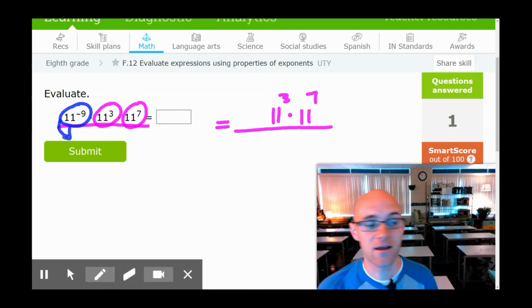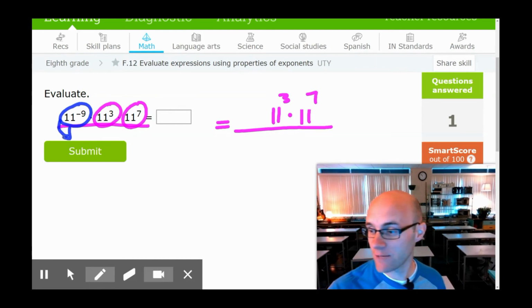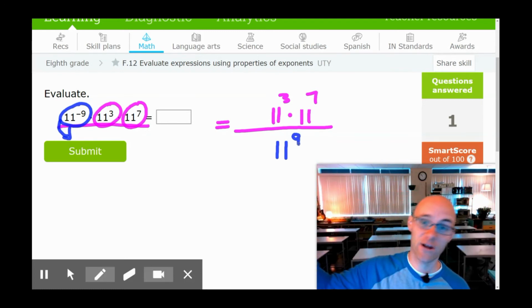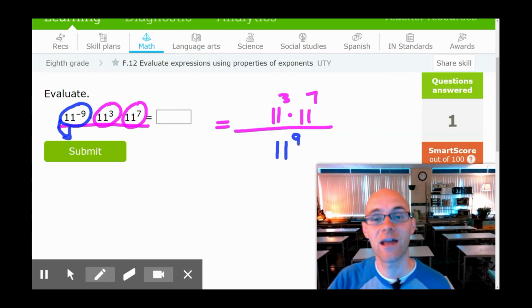Okay, the 11 to the negative 9 is going to move to the bottom, so it'd become 11 to the positive 9. Hey, he's home. He's not homesick anymore. He's where he belongs. And now, before we go multiplying all these out, let's go ahead and reduce what we can.